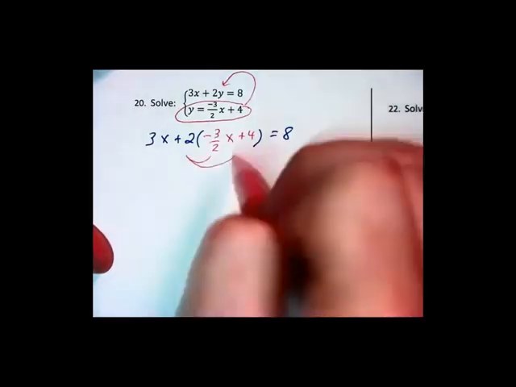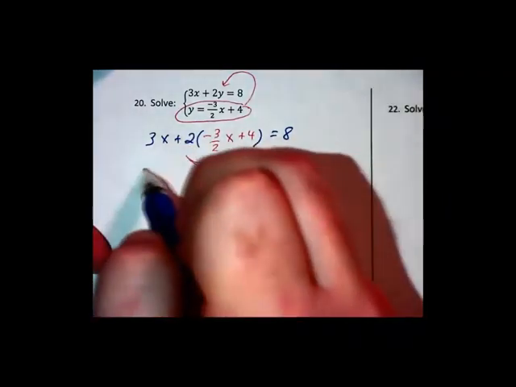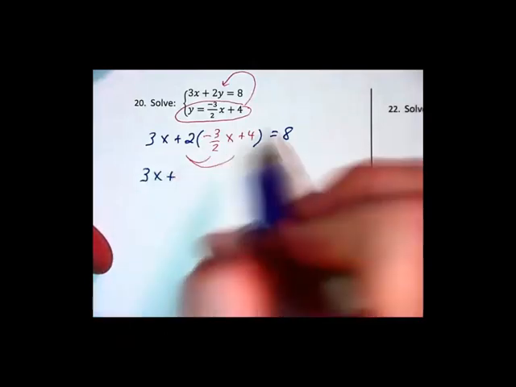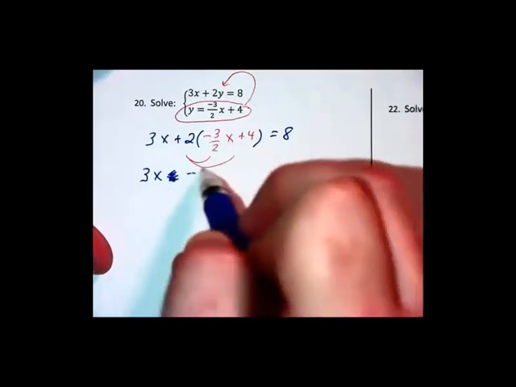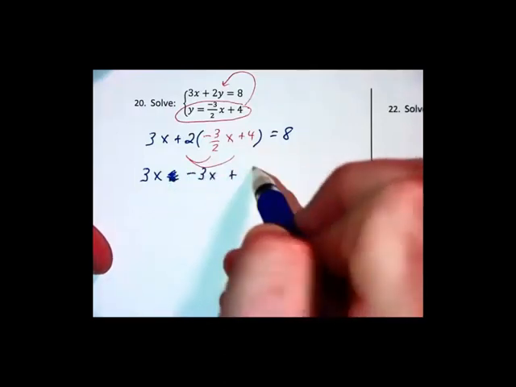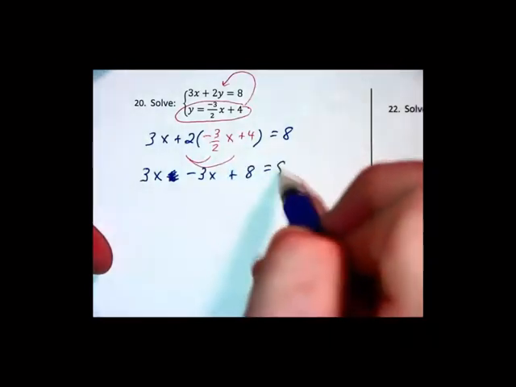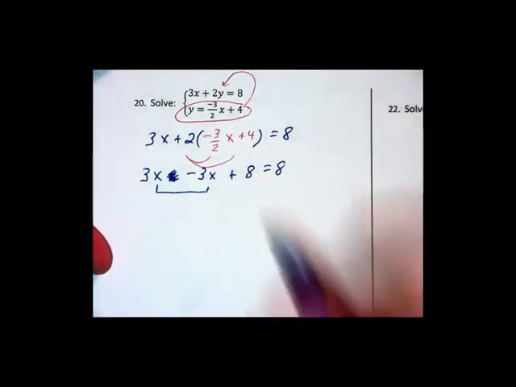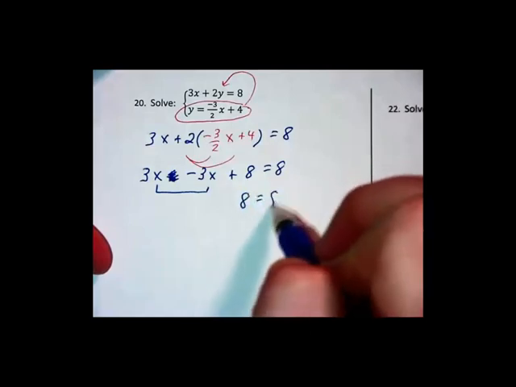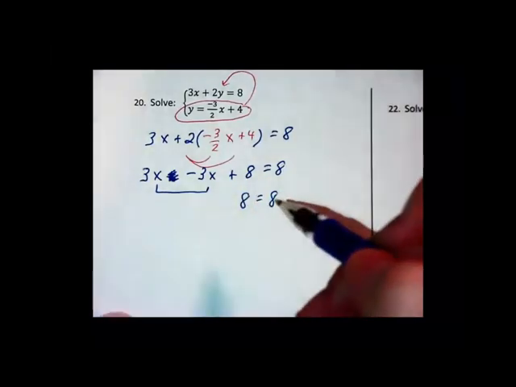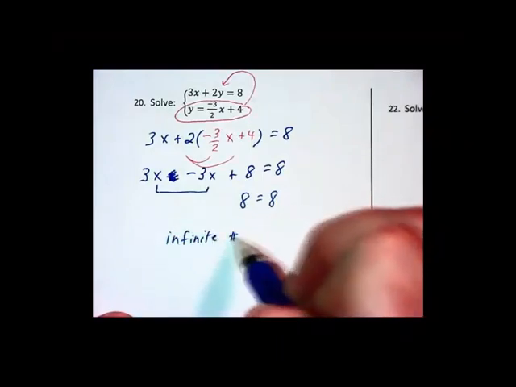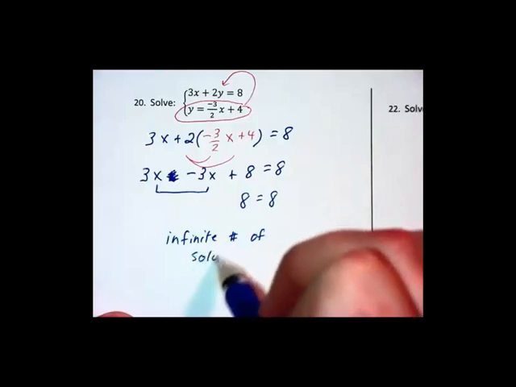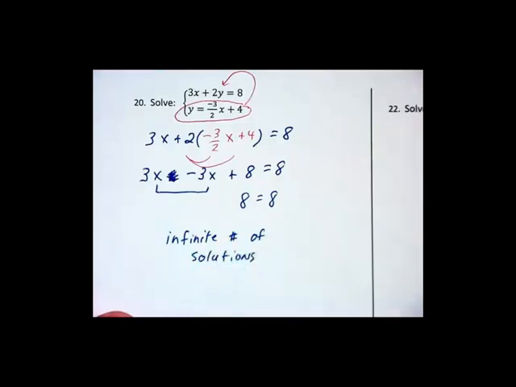Let's do our distribution here. We have 3x plus, the 2's are going to cancel, just leaving really a negative 3x, so goodbye to that plus, making a minus 3x, plus 8, that's my 2 times 4, equals 8. We notice that the x terms are going to cancel. We're going to have 8 equals 8, and whenever we get a true statement like that, we say that there is an infinite number of solutions to this problem. Not the same as all real numbers.